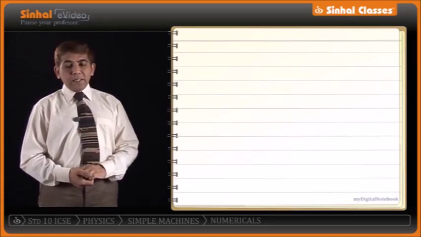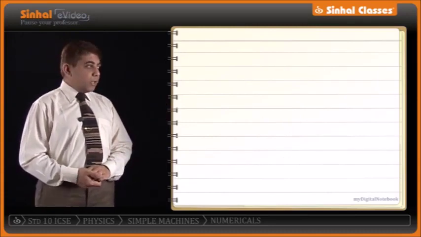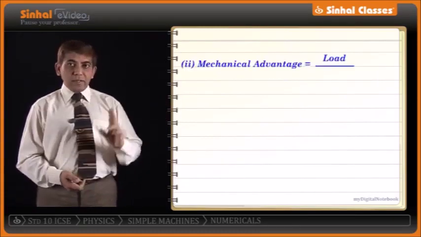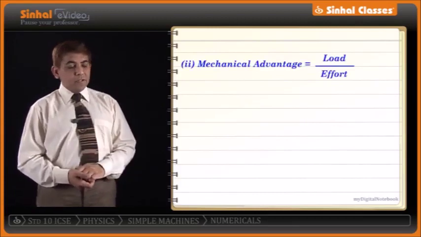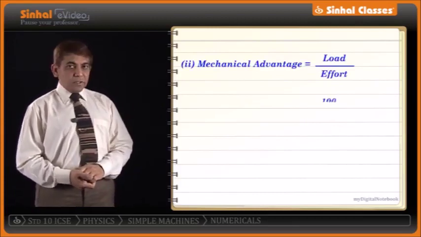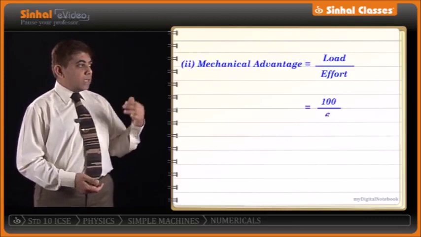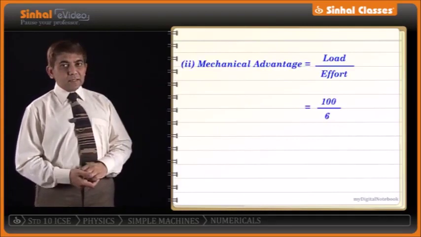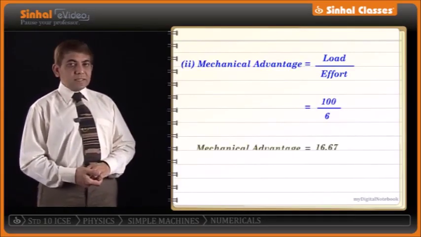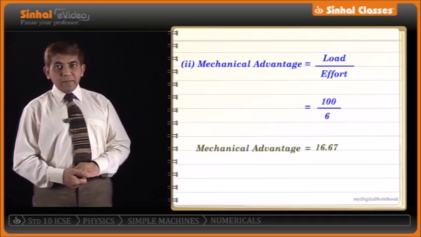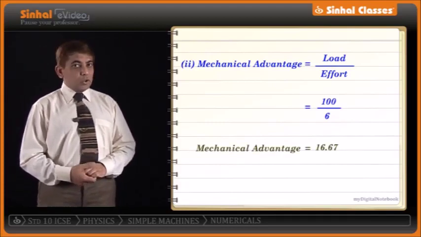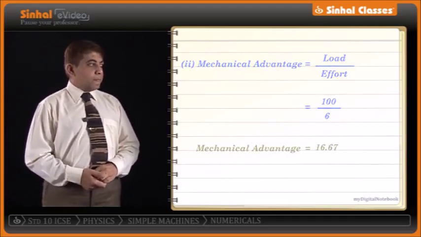Second part is mechanical advantage. When we are asked to find out mechanical advantage, we use the relation load upon effort. Given the load, given the effort, we substitute, we get 100 divided by 6. 100 divided by 6 is 16.67. Again, pure ratio, unitless quantity.